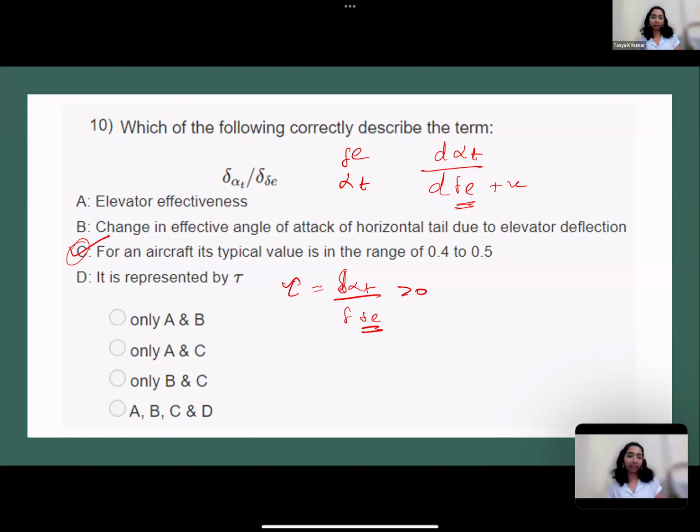Sir has mentioned this very clearly in his videos. It's represented by tau. I had mentioned this in my summary slides also. So this is the change in effective angle of attack at the horizontal tail due to elevator deflection, by definition. Change in effective angle of attack at the horizontal tail, which is alpha tail, per elevator deflection, which is delta E, is called the elevator effectiveness factor, okay?